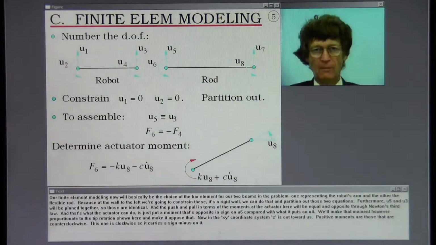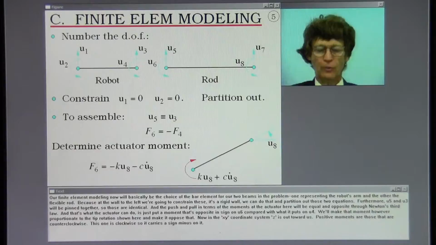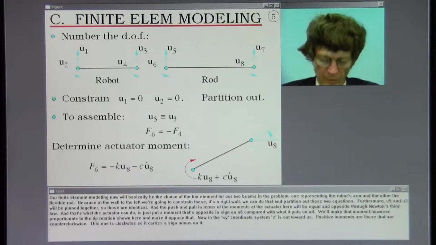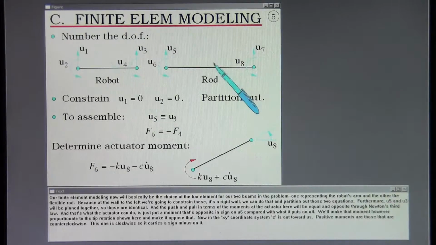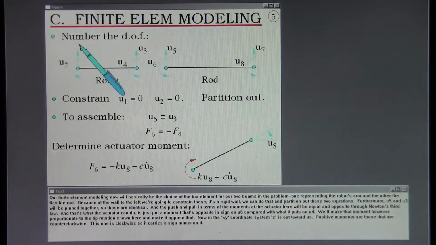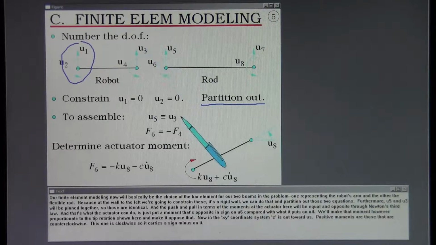Our finite element modeling now will basically be the choice of the bar element for our two beams in the problem, one representing the robot's arm and the other the flexible rod. Because at the wall to the left we're going to constrain these, it's a rigid wall, we can do that and partition out those two equations. Furthermore, U5 and U3 will be pinned together, so those are identical.